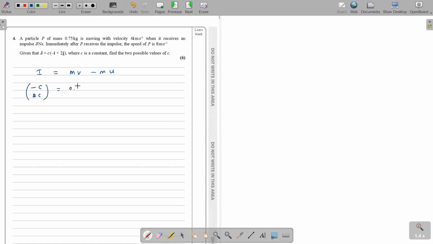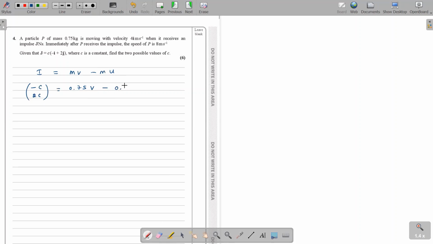Mass is 0.75. Do we know the final velocity, by the way? They have given you the final speed after the impulse. You must understand that speed and velocity, are they the same? No, speed is a scalar while velocity is a vector. So I'll leave the velocity v in this form, the final velocity. You should not input this v as 8. It's totally wrong, because here the v represents velocity, not a speed.